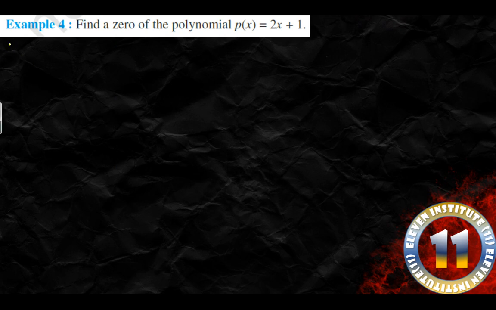Now let us understand this. Let us see the solution for this. Yes. So what is the polynomial given to us? Px is equal to 2x plus 1. Now we want to find the zero.